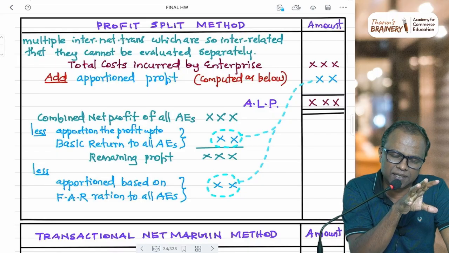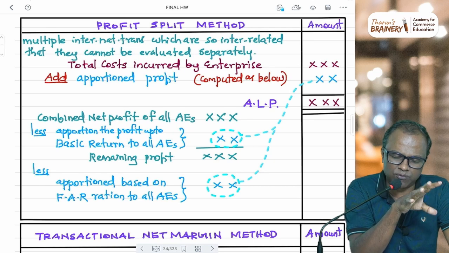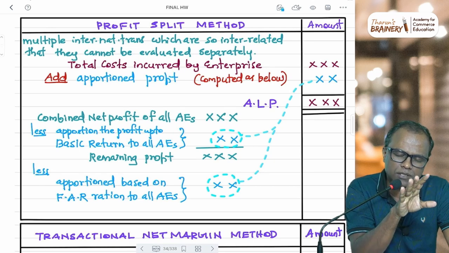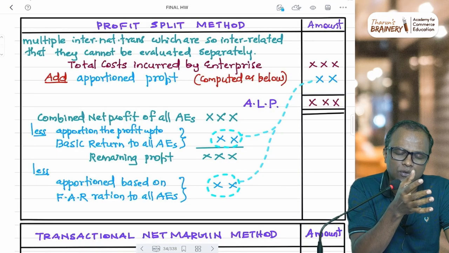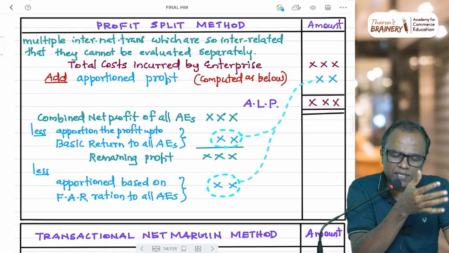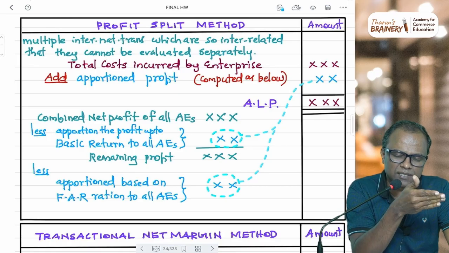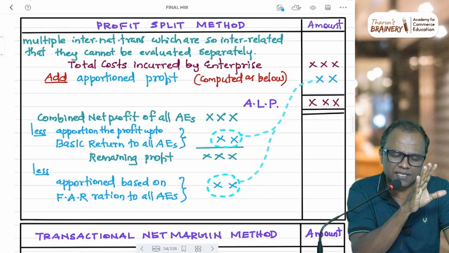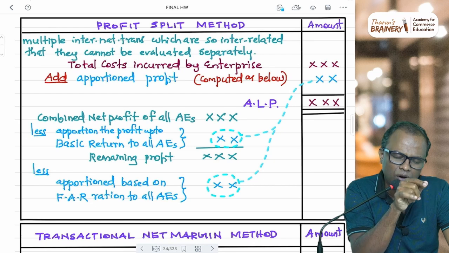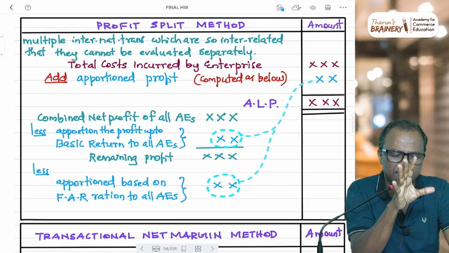So in this combined transaction where multiple AEs are involved, the first step is to identify the total profit earned from this total work. See, for example, an international construction work. Malaysian holding company got the work. It has a subsidiary in India and it also has a subsidiary in Germany. So the German company provides the technical support. The Indian entity gives the raw materials, procurement and production. And the Singapore entity does the ultimate finalization and the billing. So in this case, all these three entities together, what is the total profit they earned from that work? Combined net profit must be identified.